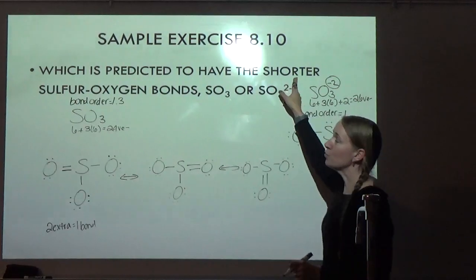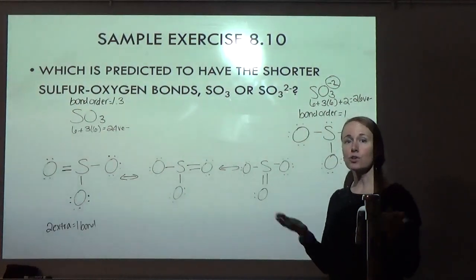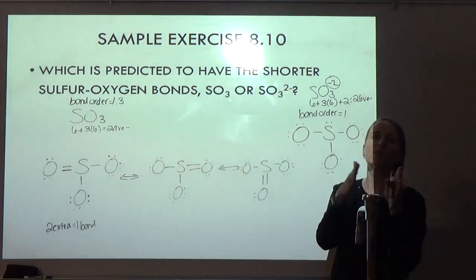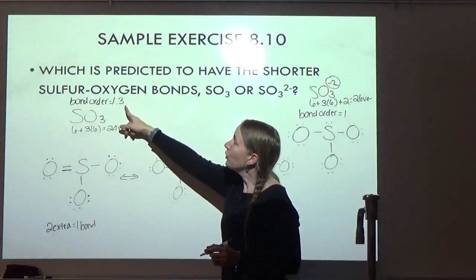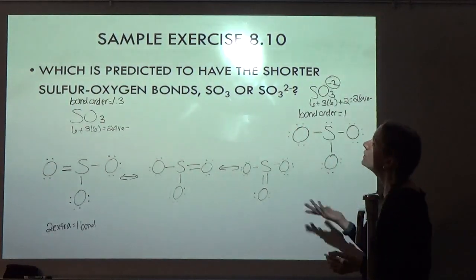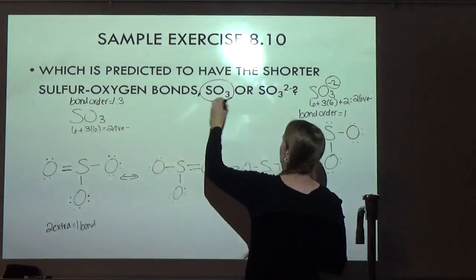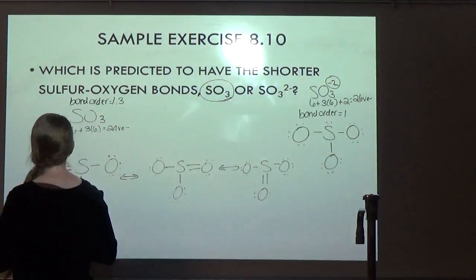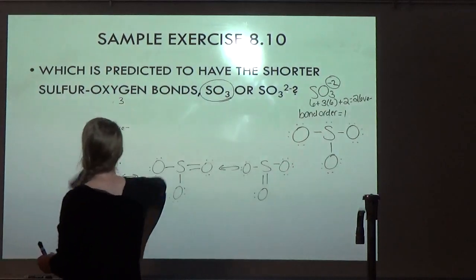So it says, which is going to have the shorter. The higher the bond order, the shorter it is, because a single bond will be longer than a double bond, longer than a triple bond. So a 1.3 bond order will be shorter than a 1 bond order. So the shorter one would be SO3, just like that. All right, so you just got to figure out what those hybrid bond orders are when you have resonance.